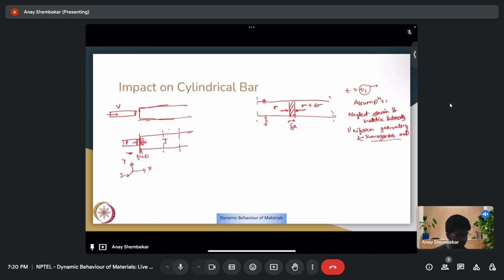Homogeneous basically means that suppose you have property of density, then rho at x1 and rho at x2 will be same. So if you have a material like this, then rho at this point and rho at this point will be same. We are not talking about isotropy yet. We'll get to that later. And we also assume that deformation is within elastic limit.